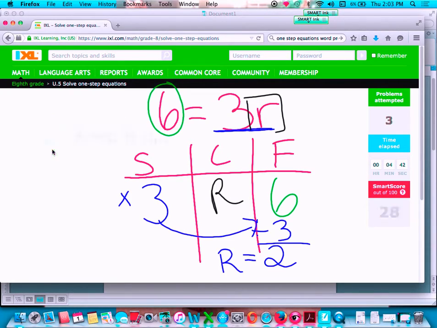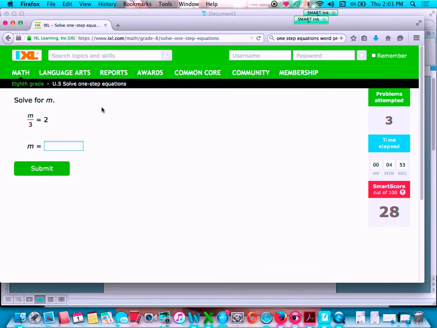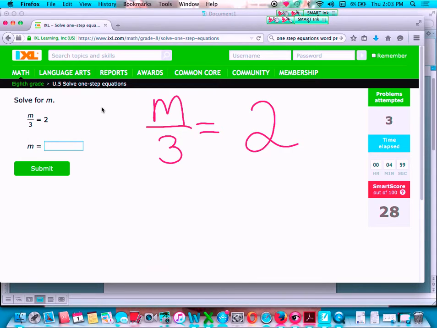It's the same answer. Let's go to one like this one right here. So I have a fraction. I'm going to do one more of these and then I'm going to look at the word problems with you. Okay? So I've got m divided by 3. Let's write this one down. M divided by 3 equals 2.